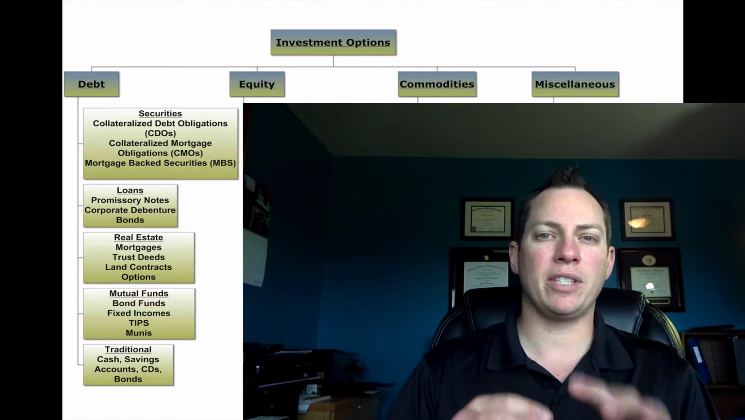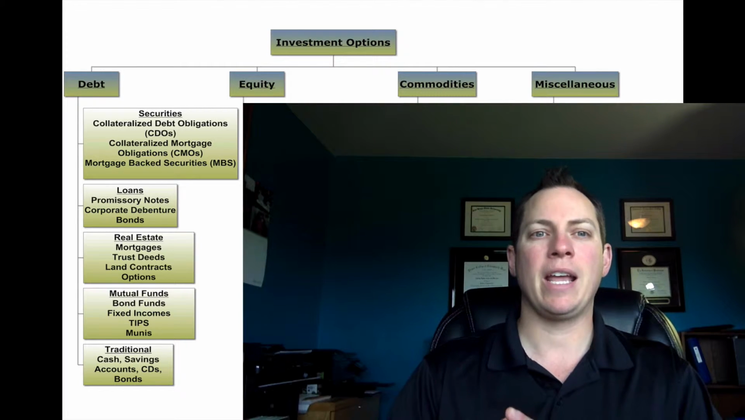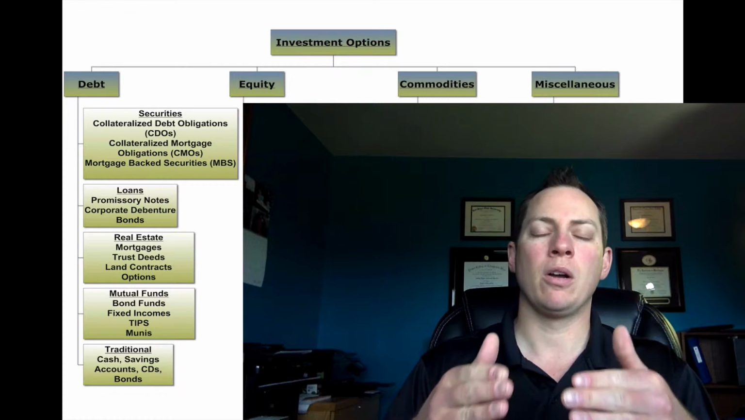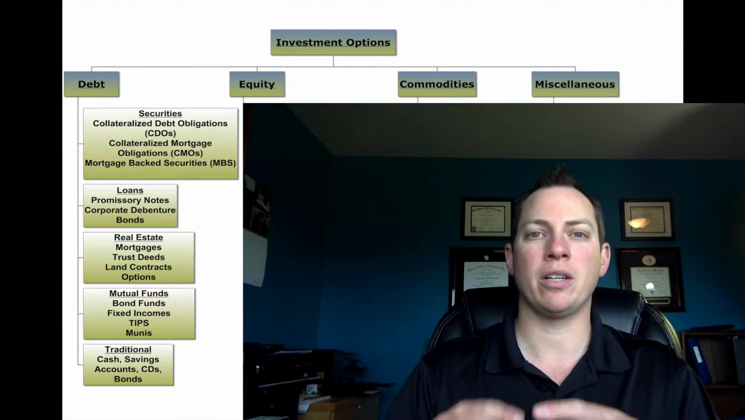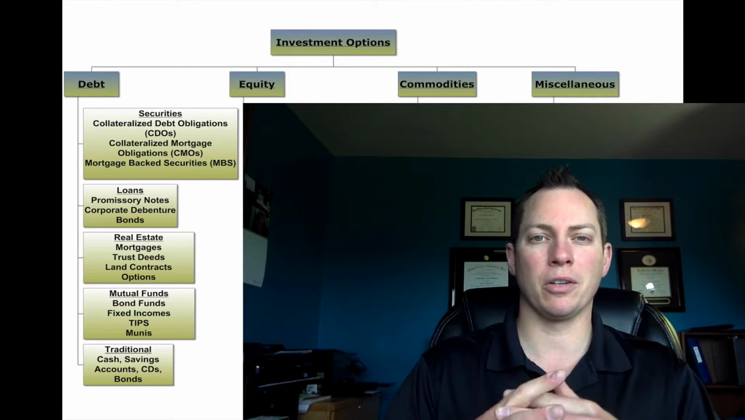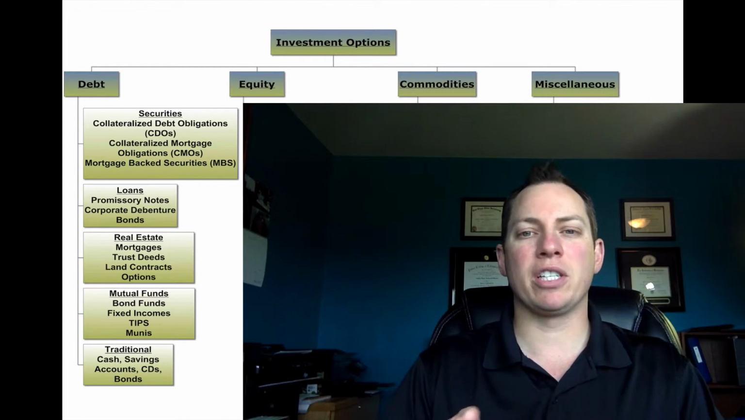You can see here that we have debt, equity, commodities, and miscellaneous as the big overarching topics. And almost every single one of the investments you'll ever find will fit into one of these four categories. Now, I may have missed a few of the subcategories here and there. If I did, please let me know in the comments box what else you want to see, and I can look those up and make sure they're actually legitimate investments. But I'm not going to go through every single one of these today.